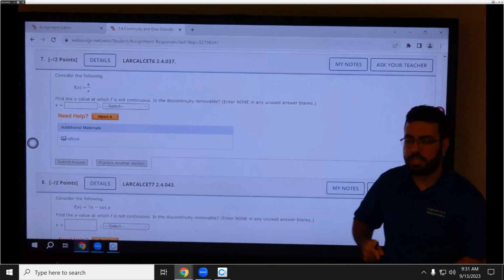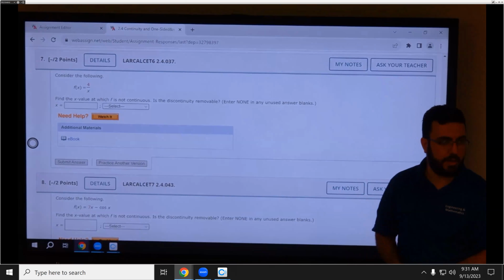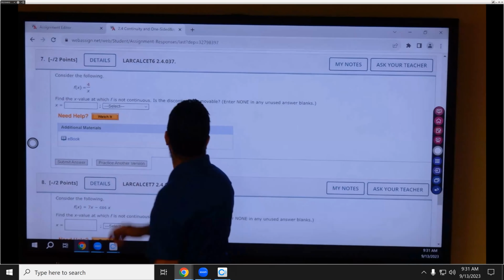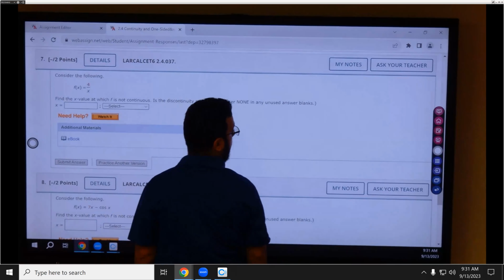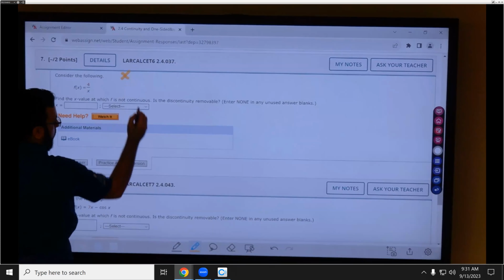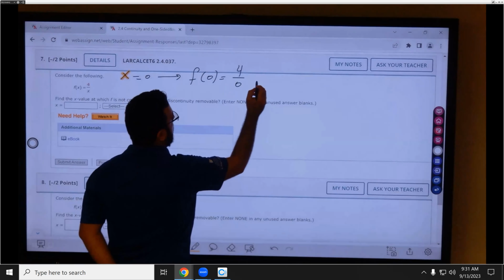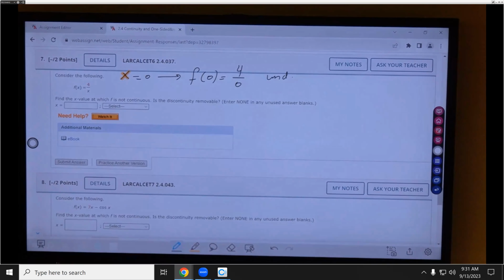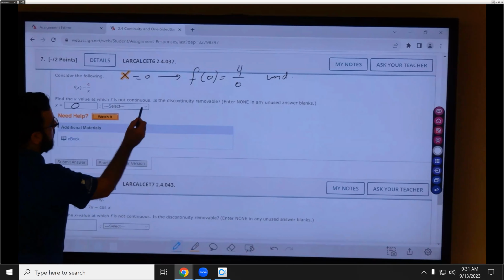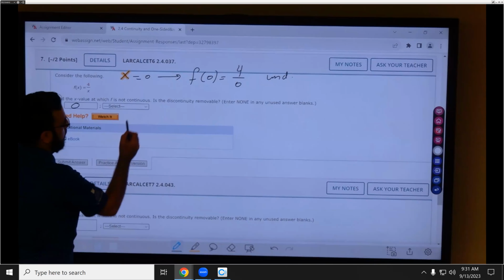Do I have to do the second one and the third one? No, because the first condition, when you plug in x equals 0, f of 0 equals 4 divided by 0, which is undefined. So in this case, the first condition is not satisfied. That means the function is not continuous when x equals 0, so you should choose x equals 0.